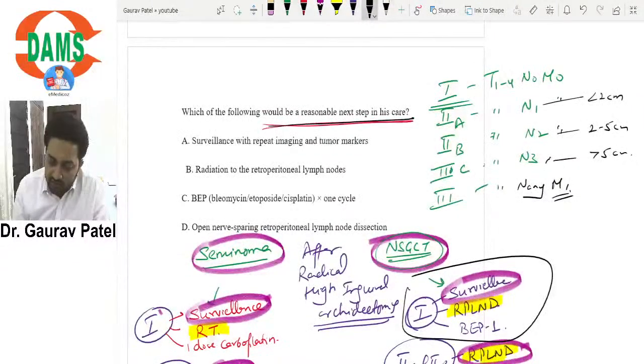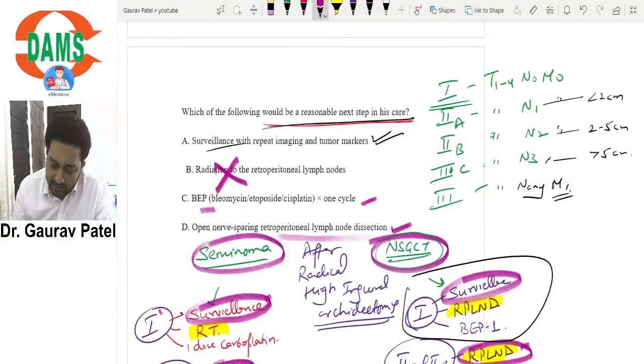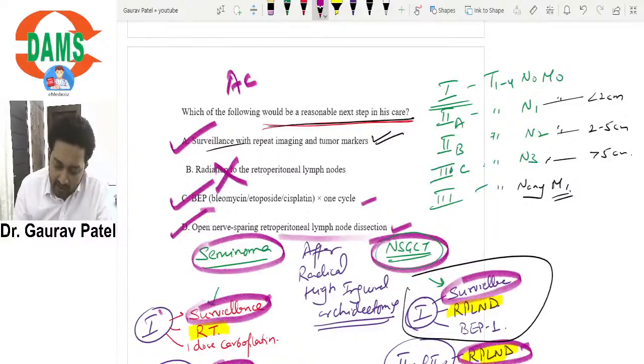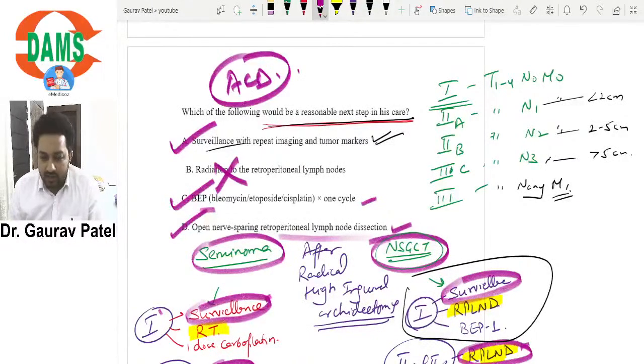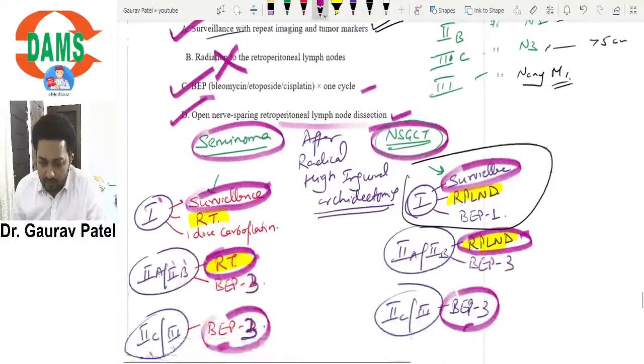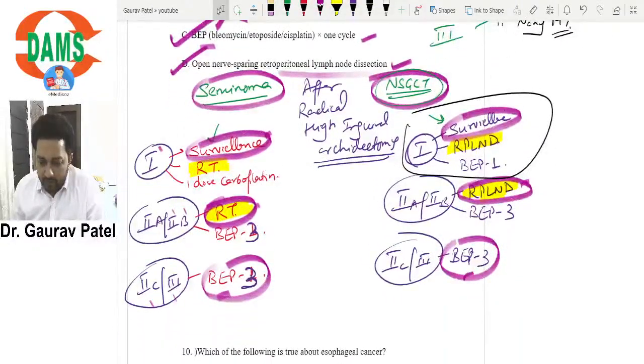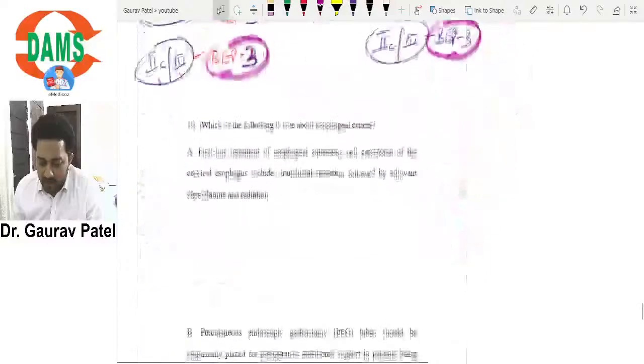Which of the following would be a reasonable next step? Surveillance with repeat imaging, yes. Radiation has no role. Bleomycin, etoposide, cisplatin, one cycle, and nerve-sparing retroperitoneal lymph node dissection, correct. A, C and D are the correct responses. Maybe you find it a difficult question, but testicular cancer is an important topic for the exam. Any confusion, you can ask me.